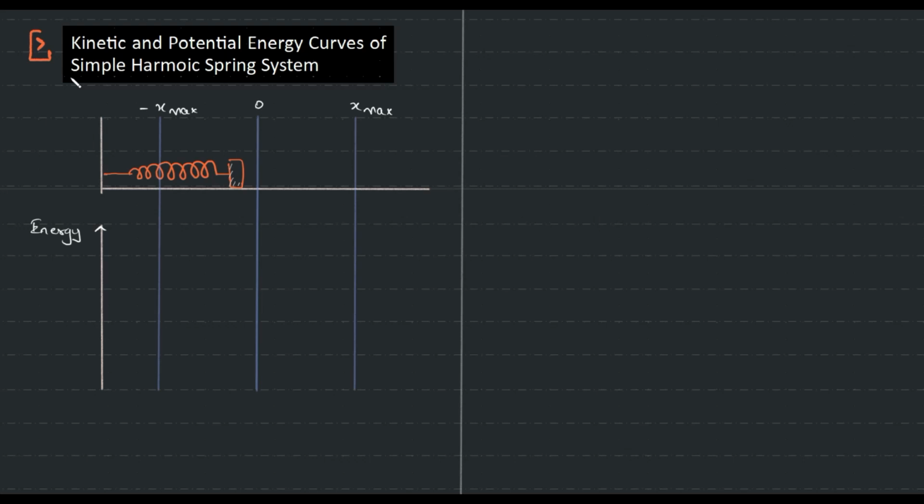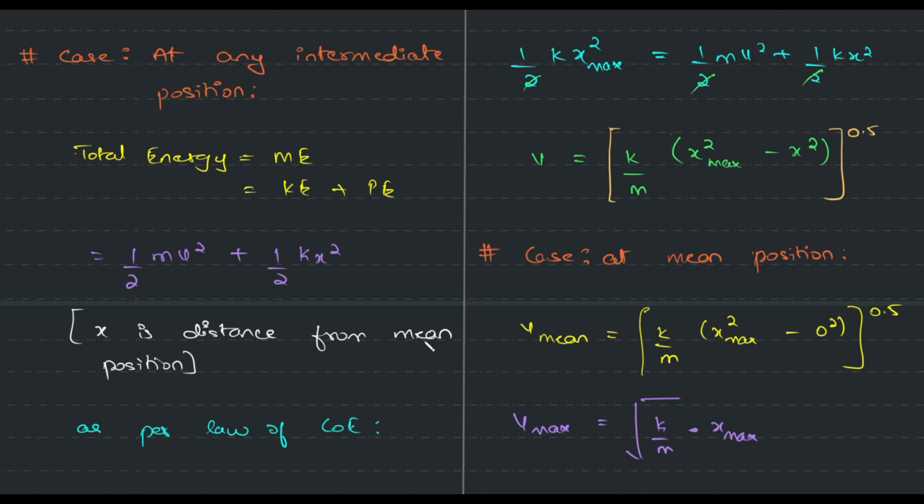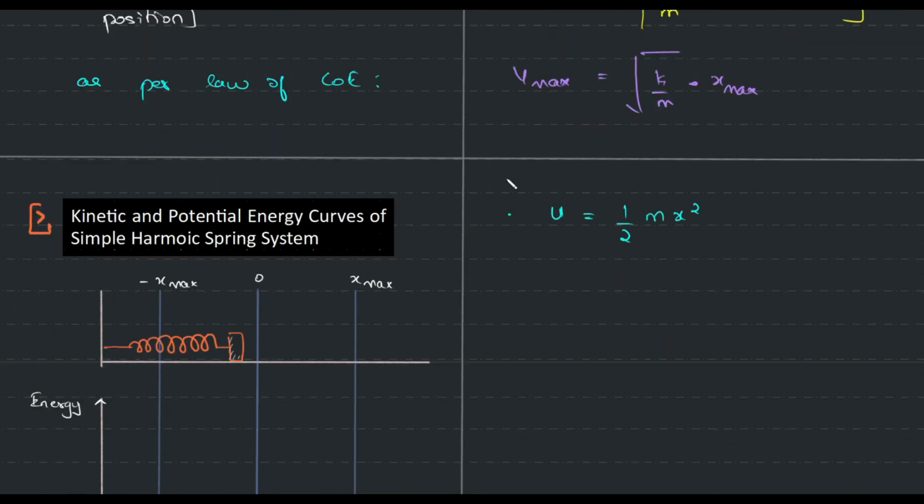We're looking at the kinetic energy and potential energy curves of a simple harmonic spring system. So basically, we are looking at these. First things first, let's look at the potential energy equation. That will be half m x square, right? This is to do with potential energy at a random point.